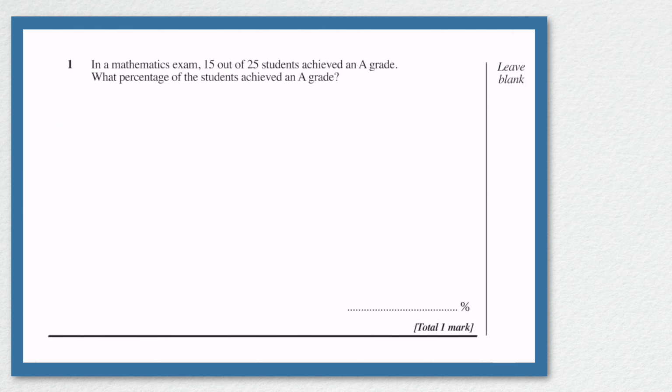Here's a similar type of question. In a mathematics exam, 15 out of the 25 students achieved an A grade. What percentage of students achieved an A grade? So what the question is saying is that 15 out of 25 students achieved an A grade. So let's write this as a fraction, 15 over 25. What is 15 over 25 as a percentage?